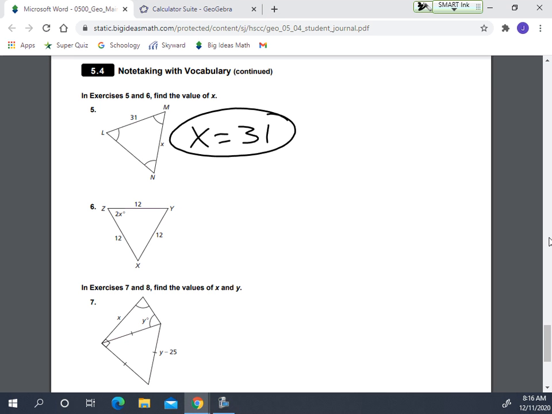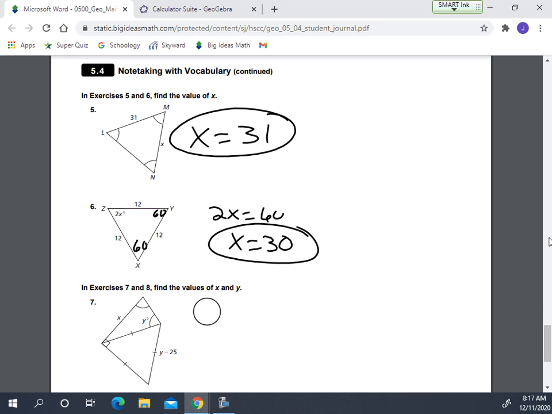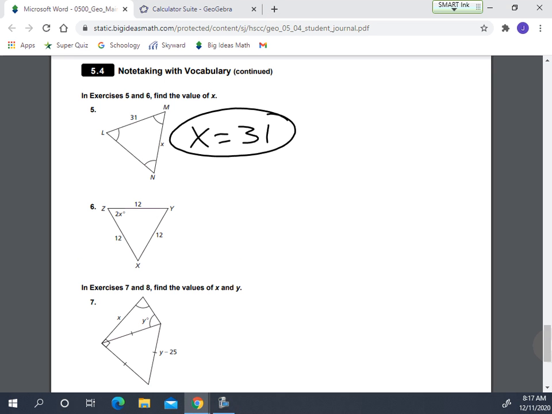If we know that three angles are congruent in the triangle, then we know that each angle has to be 60 degrees. Okay, all angles in an equiangular triangle are 60 degrees. 60 plus 60 plus 60 is 180. So we know that 2x has to equal 60. Right, and if we divide by 2, we get x is equal to 30. Okay? Same answer, different way to get there. I do not care which way you use, as long as you get to the correct answer.